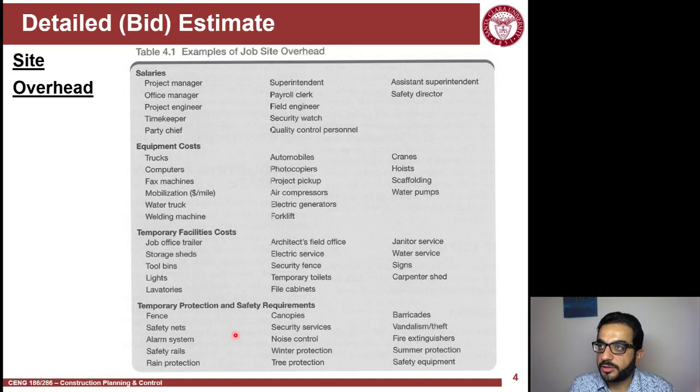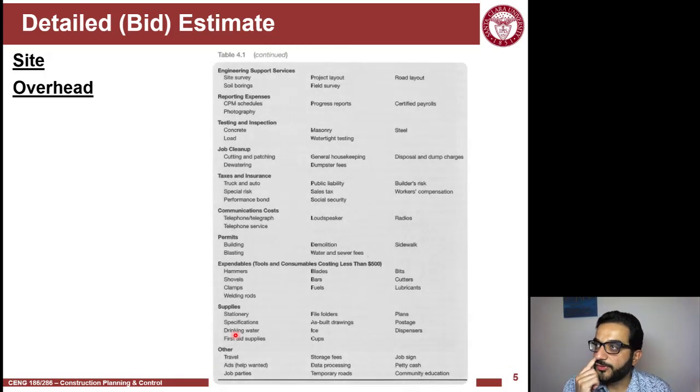occupational hazard protection. Other things like engineering supports, testing, taxes. There are different things, expendables, even tools like hammers, supplies, the paper you have on the site, and the trailer. So there are a lot of things. If you do the exercise of checking, yes, I have that, no, and make some effort in estimating each, then you will have a more reliable estimate of the site overhead. So this is the first part of the indirect cost, the site overhead.